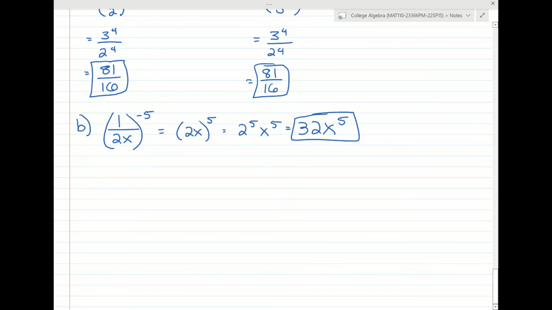And I have a few just mixed to review in here. What if we had 4 to the 2nd to the negative 5th power? This would be the same thing as 4 to the negative 10th, or just 1 over 4 to the 10th.